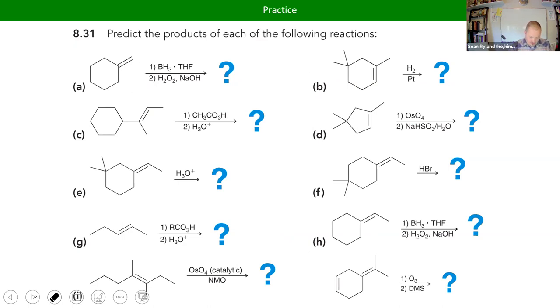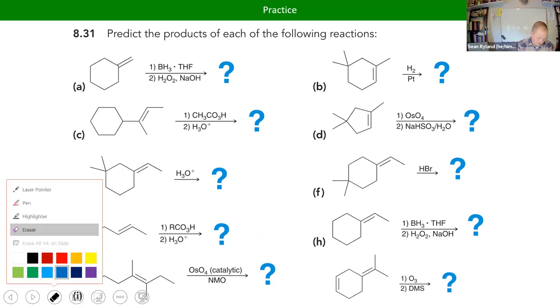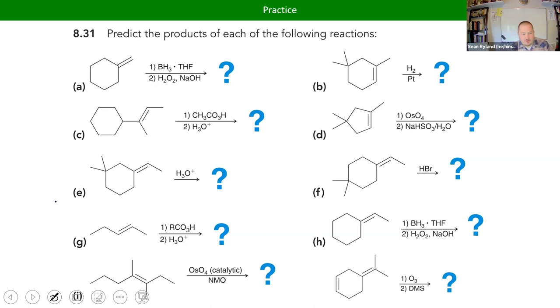So for this bottom right ozonolysis reaction, you're going to wind up breaking both of those alkenes and replacing both sides of the alkene with a carbonyl group. The rest of them all follow our pattern of you break the pi bond, you add something to both sides. The specifics differ, but for the most part, they all fit the same formula.